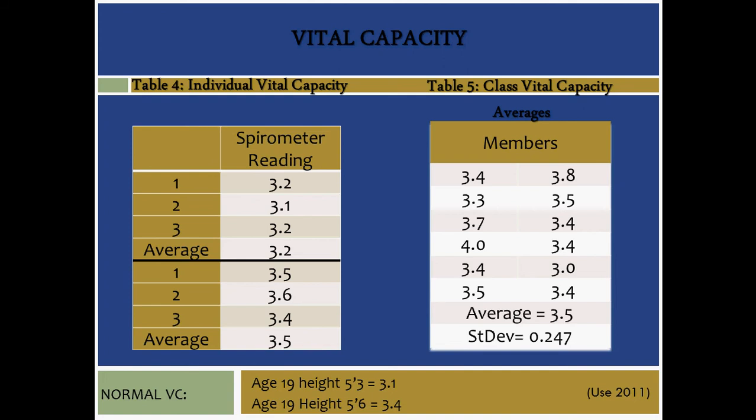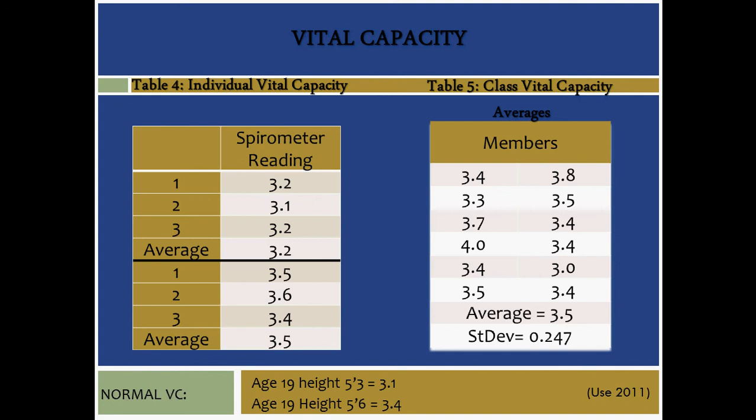These values were then compared to the standards for females at our specific heights. Our heights are 5'3" and 5'6", and the normal vital capacities for our heights are 3.1 and 3.4 respectively. However, my partner's calculated vital capacity was 3.5 and mine 3.2. We deviate from the normal.